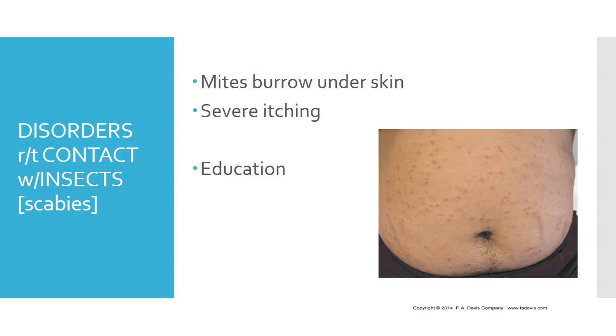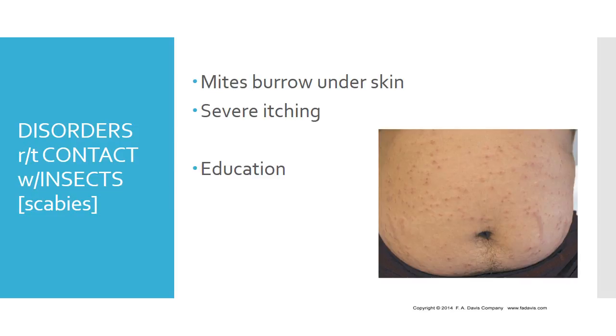Education is really important here. Teach caregivers to wash clothing and bedding with hot water and dry on the hot cycle. Items that can't be laundered, you can leave in a plastic bag for more than 5 days. You don't have to do 2 weeks for mites. They die off pretty quickly.